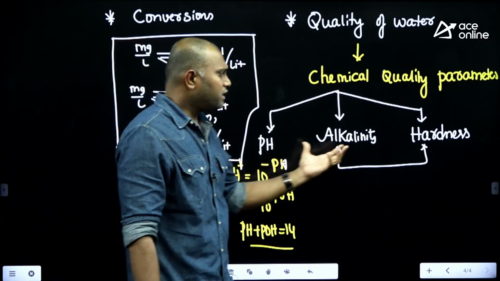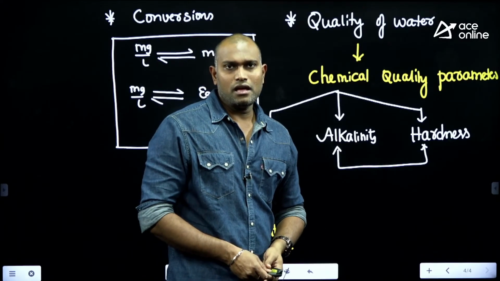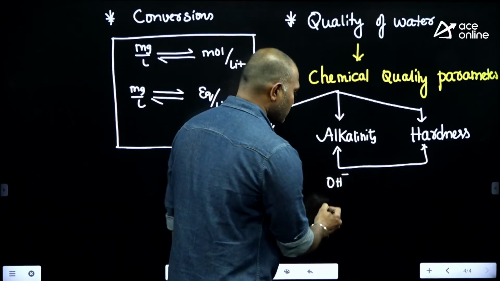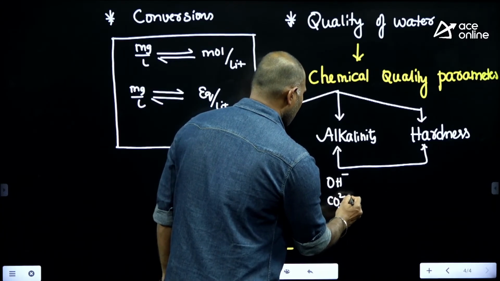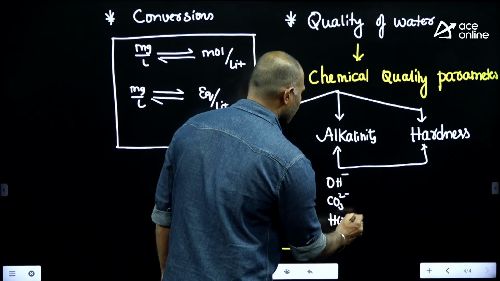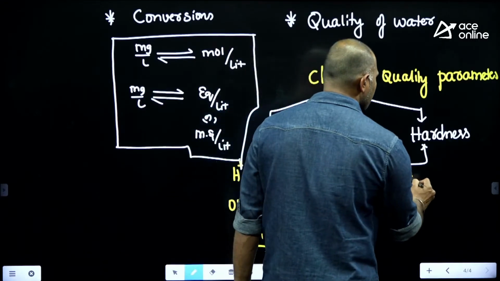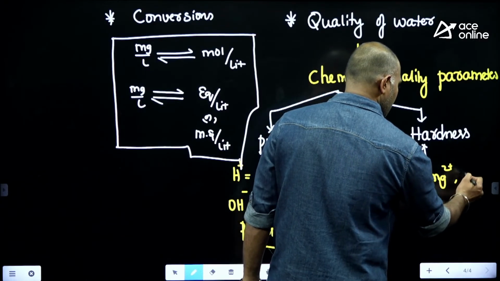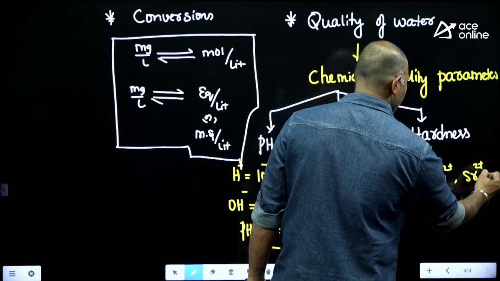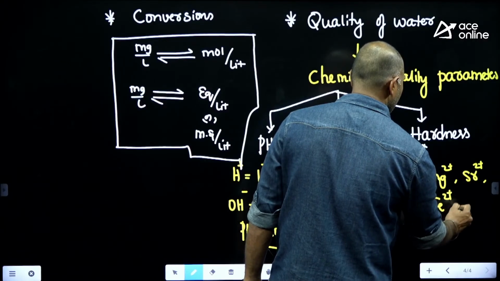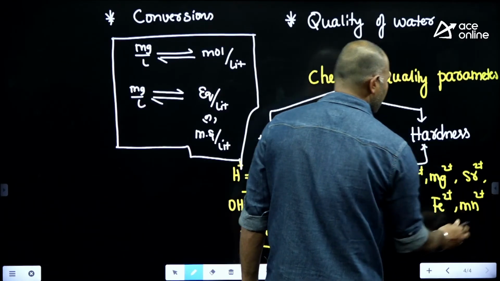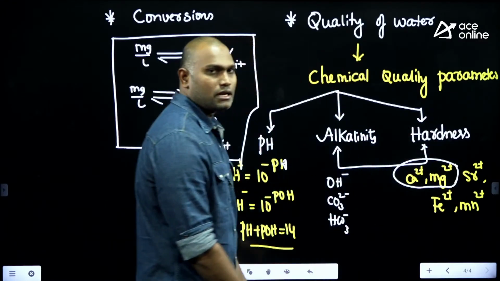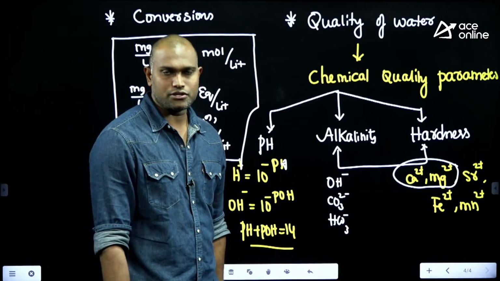Next one, in the case of alkalinity and hardness. Alkalinity in water is due to hydroxyl or caustic, carbonate and bicarbonate, right? Whereas hardness is due to calcium, magnesium and strontium, iron and manganese. But anyways, out of these, the most abundant multivalent cations are calcium and magnesium.